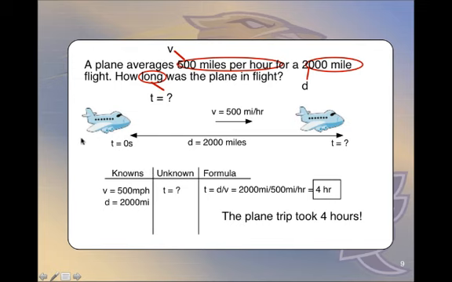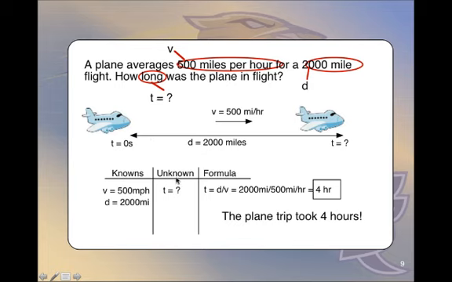And our last 7-step problem here, trying to find time. A plane averages 500 miles per hour, that's the speed, for a 2,000 mile flight, that's the distance. How long was the plane in flight? And that is the time. And so now I can draw a nice illustration of that, showing our time interval, but that's our question. We know what the average speed was, and we know what the total distance was here shown.